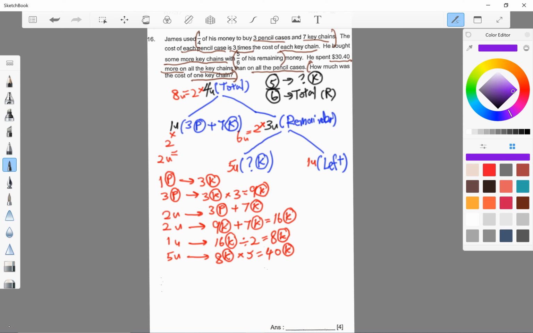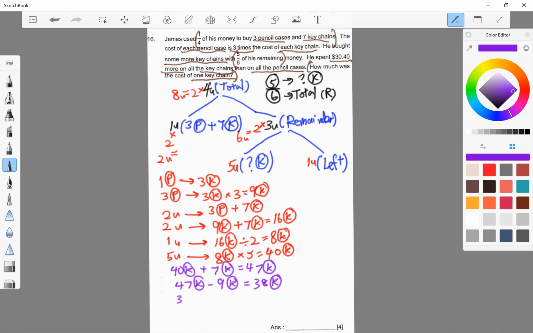So back to the question again. They say that James spent $30.40 more on all the keychains than on all the pencil cases. If we talk about all the keychains, he bought a total of 47 keychains, because 40 keychains plus 7 keychains leads us to 47 keychains. And since he bought 3 pencil cases and the price of each pencil case is the same as 3 keychains, if he didn't buy the 3 pencil cases, he could have bought 9 keychains. So if I take 47 keychains, the price on all the keychains, and subtract away 9 keychains, which is the price he spent on the 3 pencil cases, this will be the same as 38 keychains.